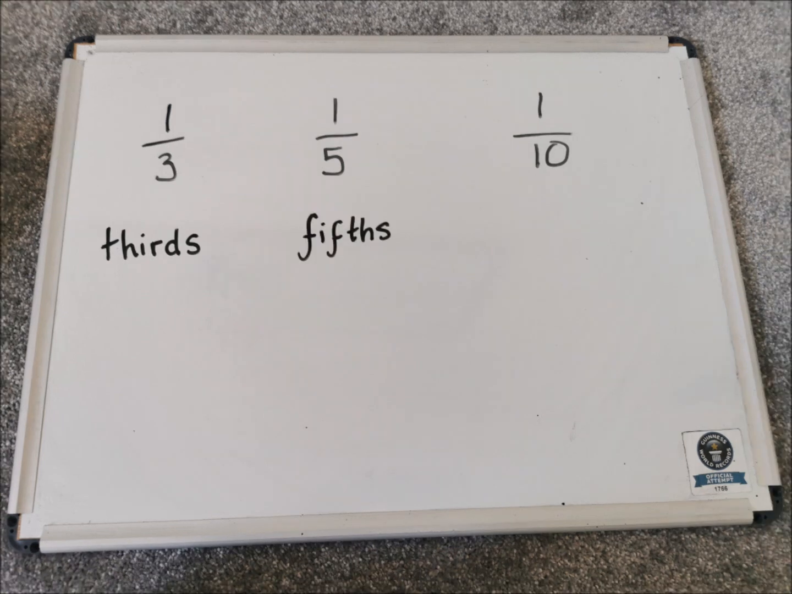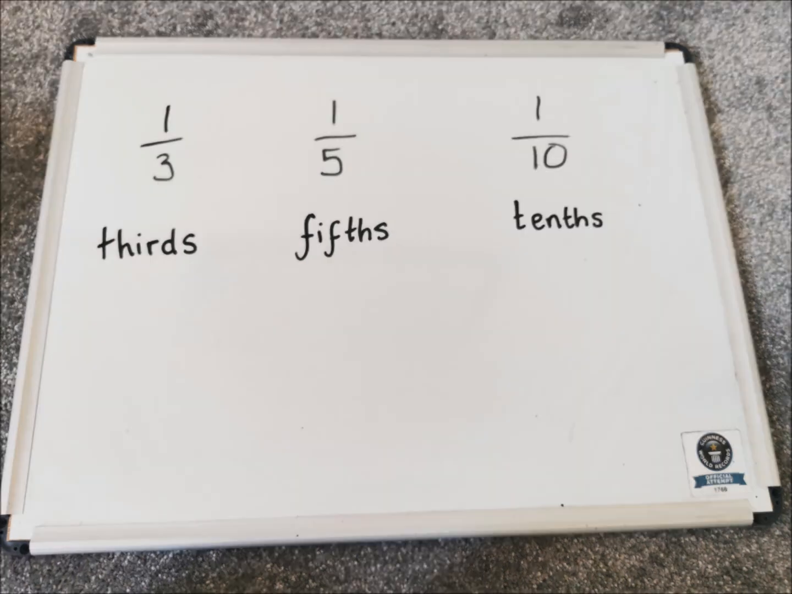The second one there is a fifth. So how many parts do you think we're cutting something into this time? Hopefully you said 5, because it is 5. That number on the bottom tells us 5. The denominator tells us 5. Last one there, we've got 1 and then a line and then a number 10. It is called tenths. How many parts do you think we're cutting something into if we're cutting it into tenths? Hopefully you said 10, because then we're on the right lines for today.